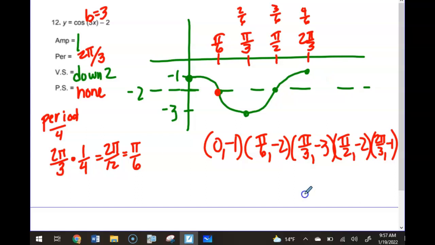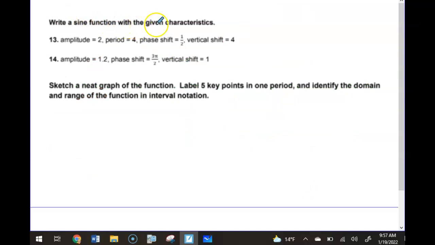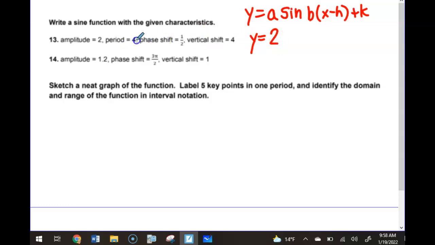All right, so that one had a vertical shift and not a phase shift. Next: write a sine function with the given characteristics. It says sine, so we'll use sine. That's the equation. Where are we going to put an amplitude in for? Anybody? A is 2. The period is 4.